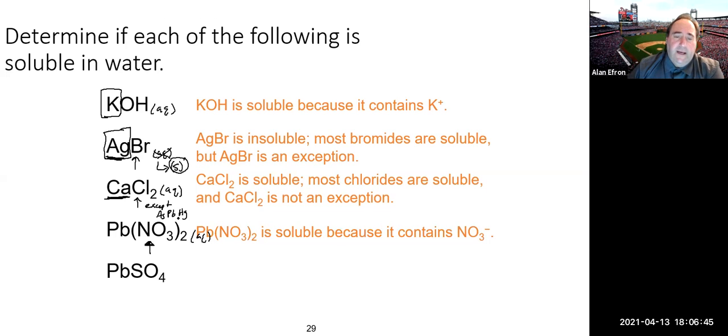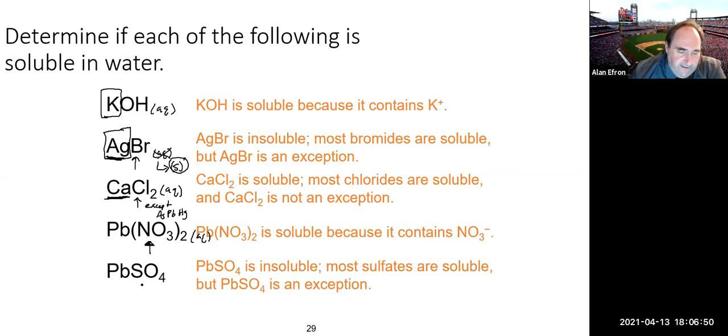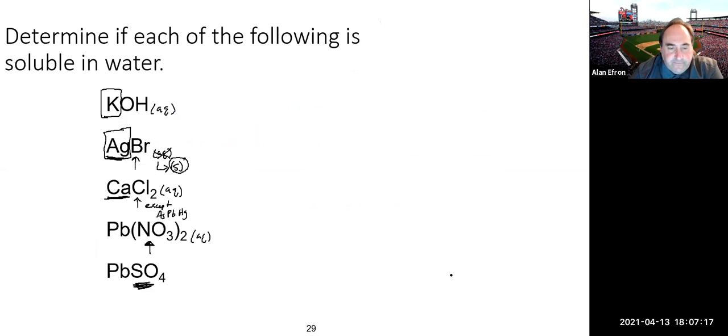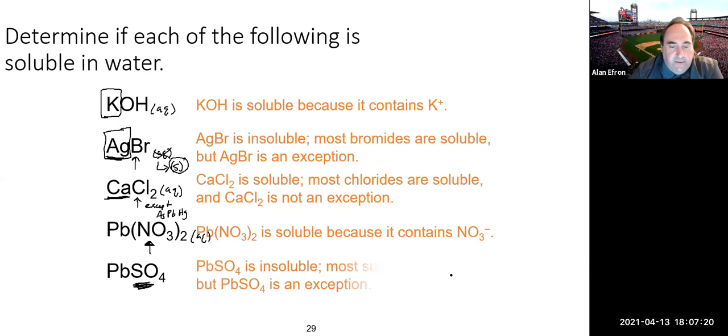And lastly, we have sulfate here, which is where we want to look. Lead II sulfate is insoluble. Most sulfates are soluble, but lead is an exception to that. Again, if we look back at our table, sulfate is soluble in everything, and this is one of the exceptions, which would turn it insoluble. Any questions on how to use that table correctly?